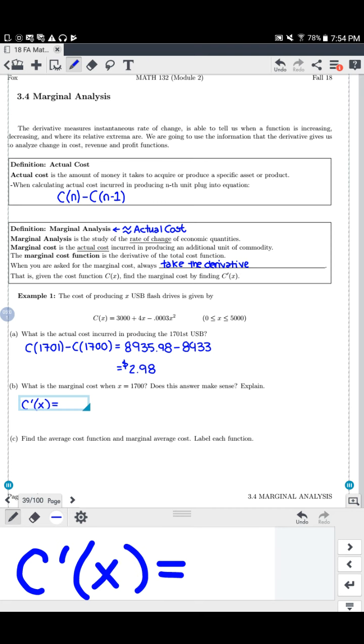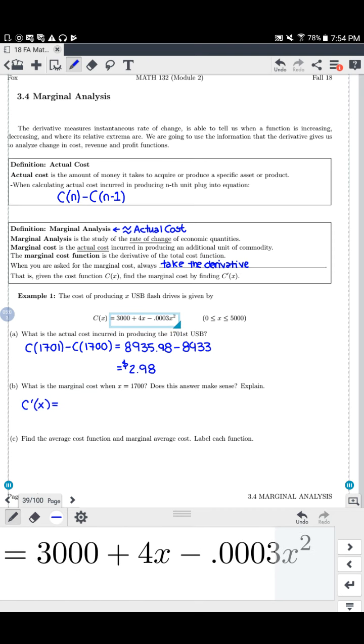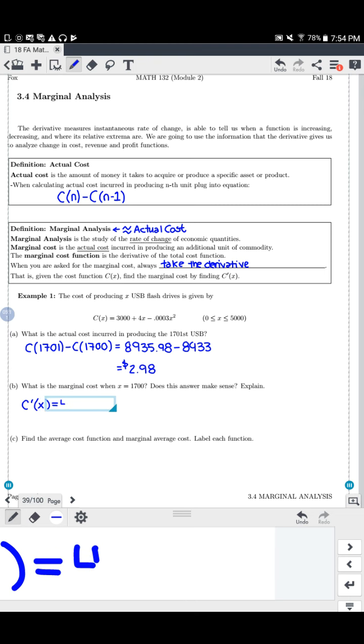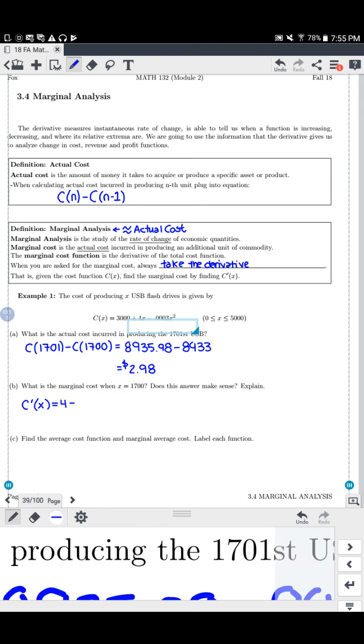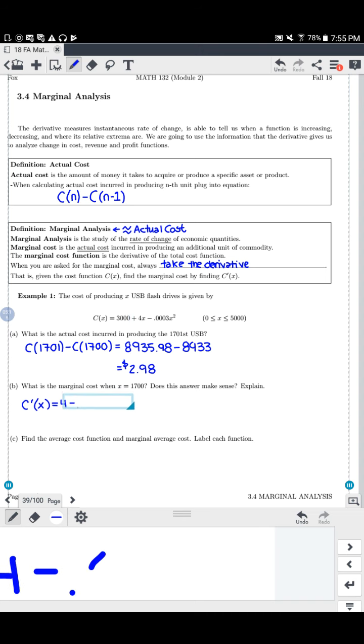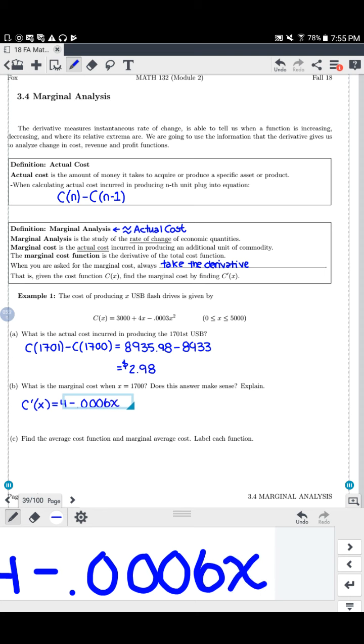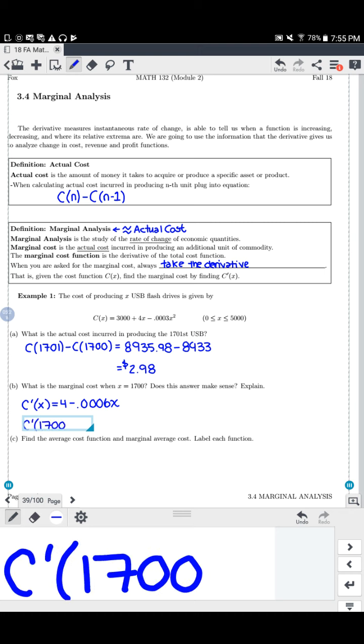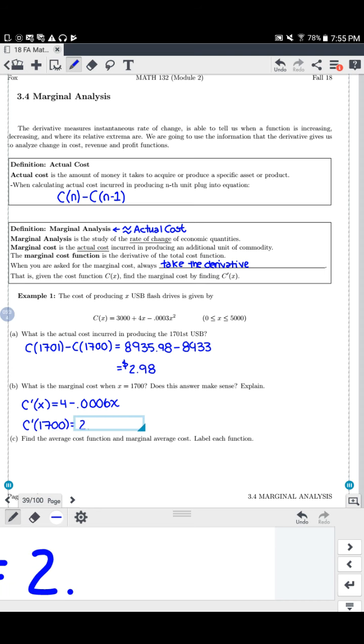Marginal just means take the derivative. So if I take the derivative of 3,000, that's just 0, since it's a constant. Derivative of 4x is 4. And then I have minus, I'm going to bring down the 2 times 3, is minus 0.0006, and then I have x to the first as my new power. So plugging into that marginal cost, I'm going to plug in C prime of 1,700. And when I do that, I get 2.98. I want to see, does this make sense?